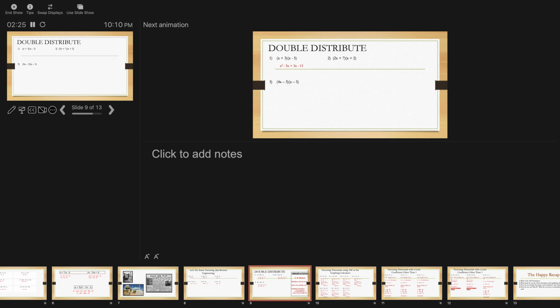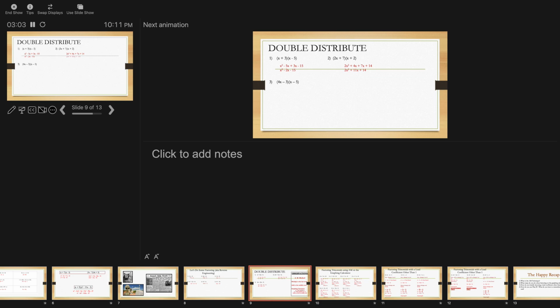Okay, so let's check out the answers. So for the first one, I'm going to distribute the x, so that's x squared minus 5x. And then I'm going to distribute the 3, so that's 3x minus 15. The middle terms are combinable. Negative 5x and 3x make negative 2x. Okay, next up. The next thing that we're going to deal with is double distributing 2x plus 7 across the x plus 2. So distributing the 2x would be 2x squared plus 4x. And then distributing the 7 would give me 7x plus 14.